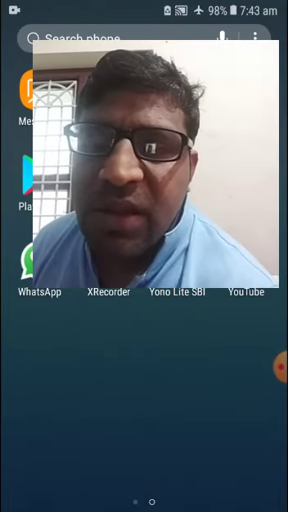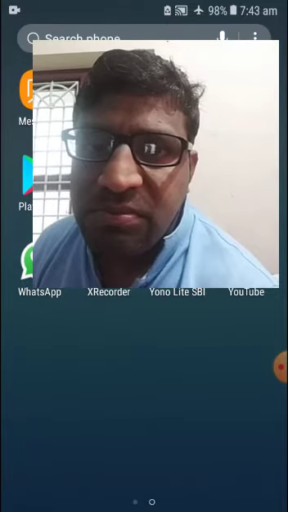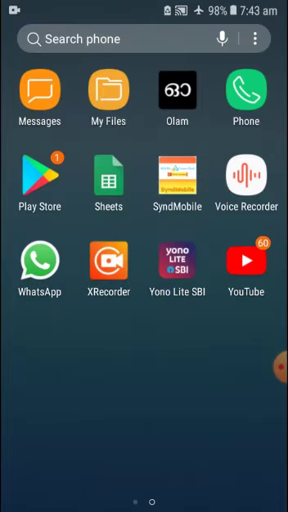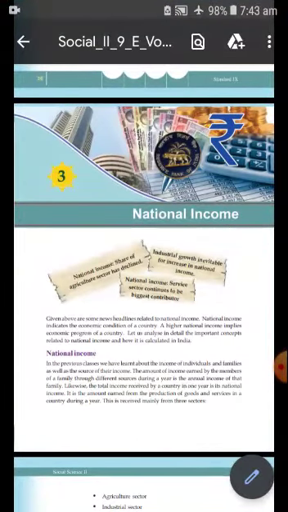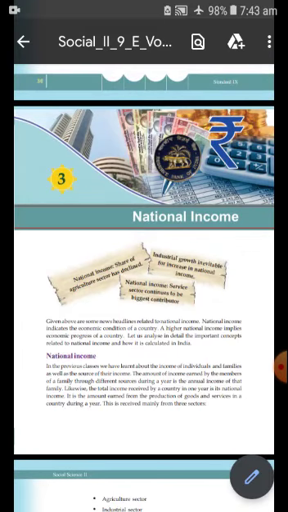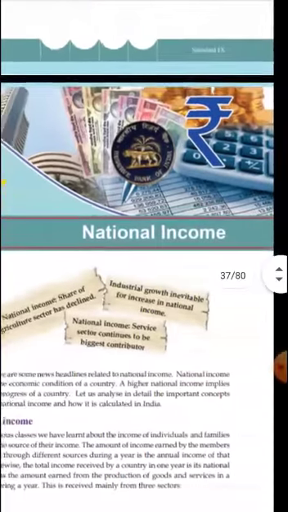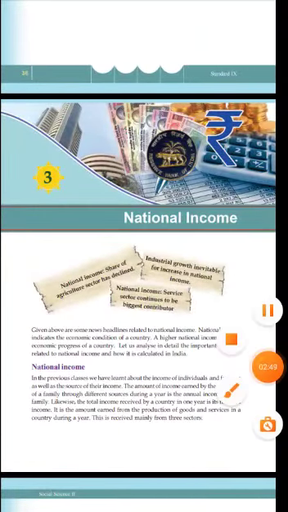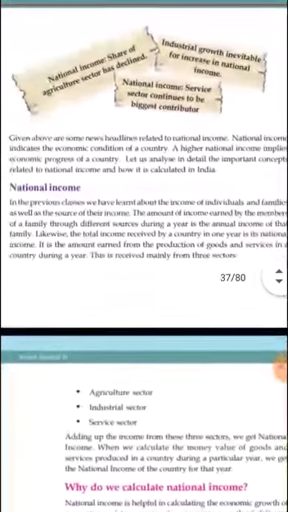So now we can go to the screen record. This is the chapter national income. National income, the Indian rupee symbol is given on the front page of this chapter. So here, the definition of national income is given.